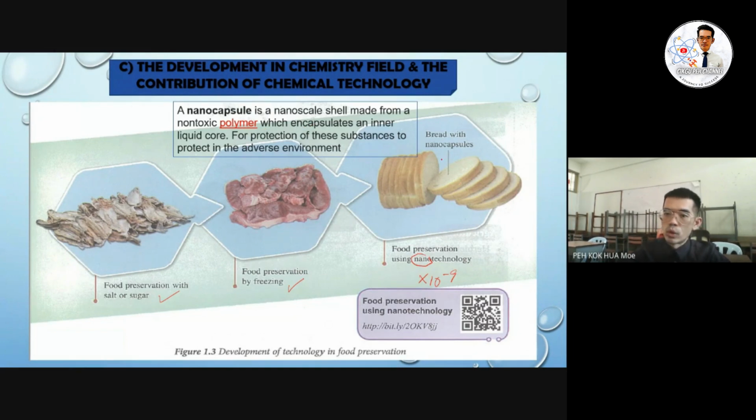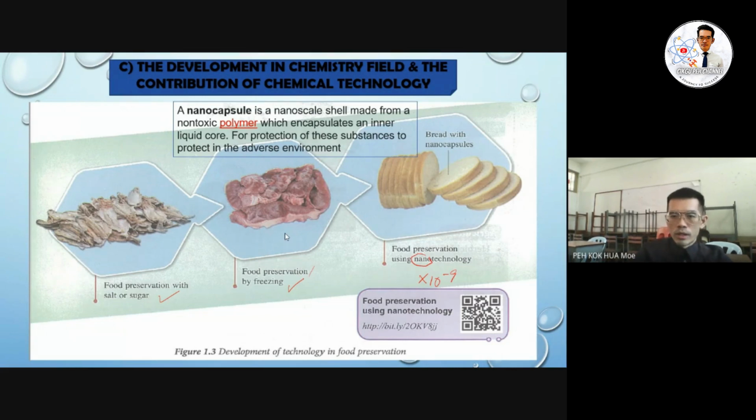So why is there a coating on the bread? Actually, they want to avoid the exposure or contact of the bread to the environment. As we know, food will be easily spoiled because of oxidation and also the decaying process done by microorganisms. So with the nano capsule, the layer is protected on the surface of the bread, so the bread can be kept for a longer time. So this is the development of chemistry in food preservation technology. This is the info we get from the textbook.